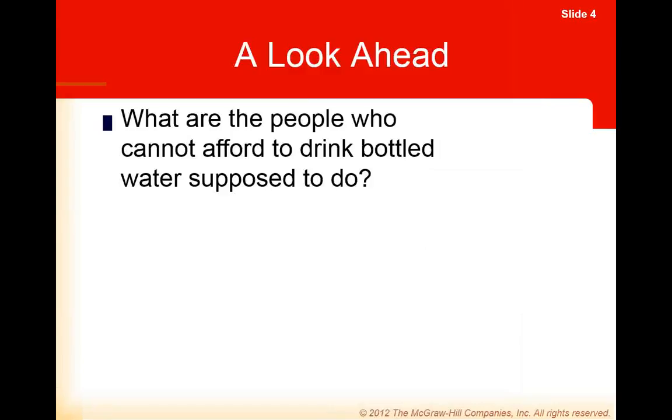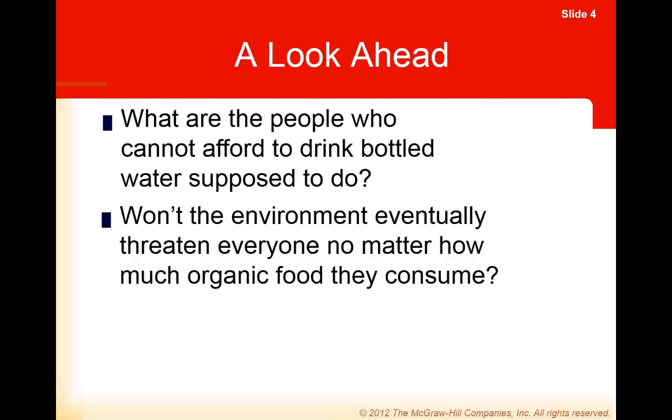This is becoming more and more of an issue. What are the people who cannot afford to drink bottled water supposed to do? There are a number of issues with this particular environmental concern and health concern. Won't the environment eventually threaten everybody, no matter how much organic food they consume? That's a question we're going to try to discuss.